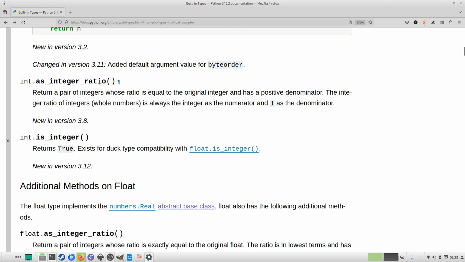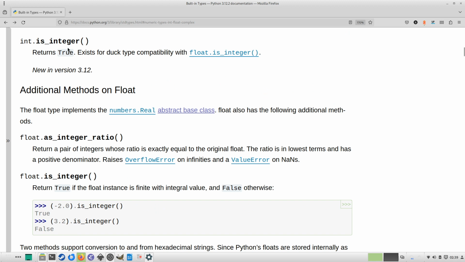Int as_integer_ratio. Return a pair of integers whose ratio is equal to the original integer and has a positive denominator. The integer ratio of integers, whole numbers, is always the integer as the numerator and 1 as the denominator. Int is_integer will return true for integer types.